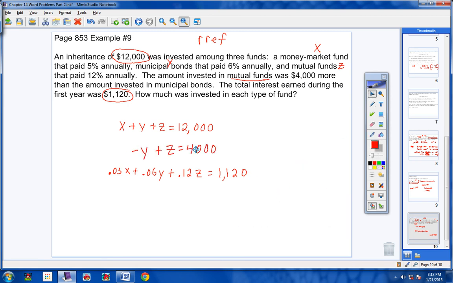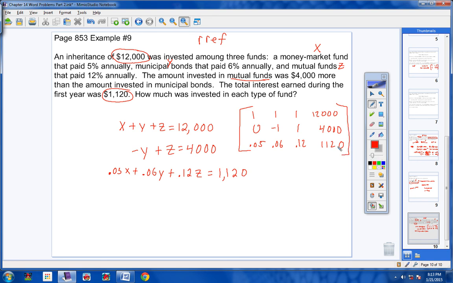Alright, there we go. Now, if you were to enter this into your calculator, it would look like this. You would have 12,000. You would have 0, negative 1, 4,000. And then 0.05, 0.06, 0.12, and then 1,120. Okay? So, very quickly with your calculator, I'm going to go very fast. Enter this into your calculator.